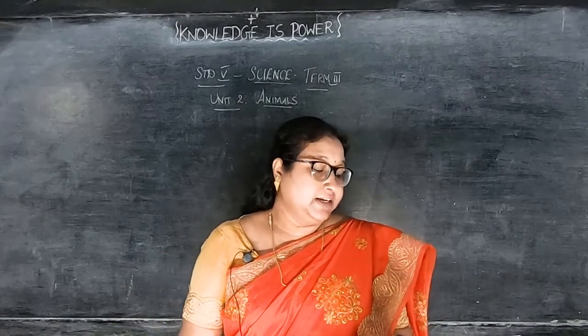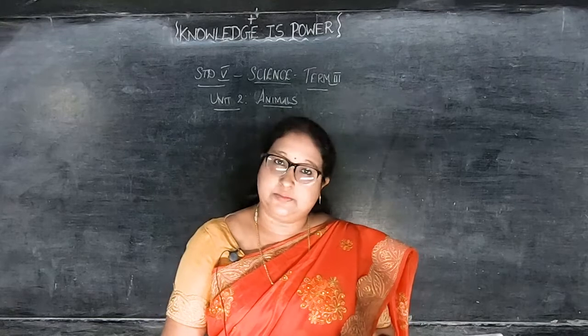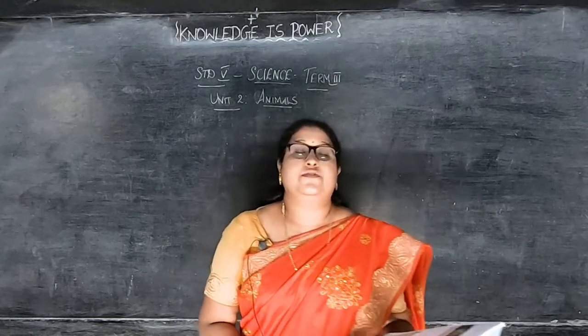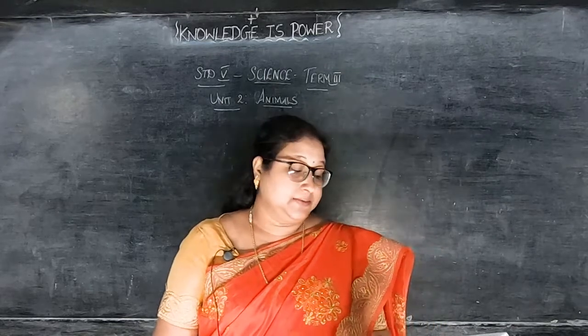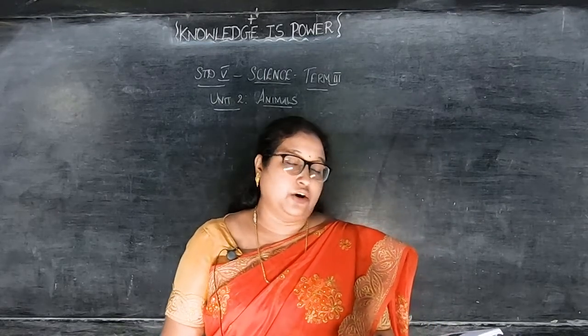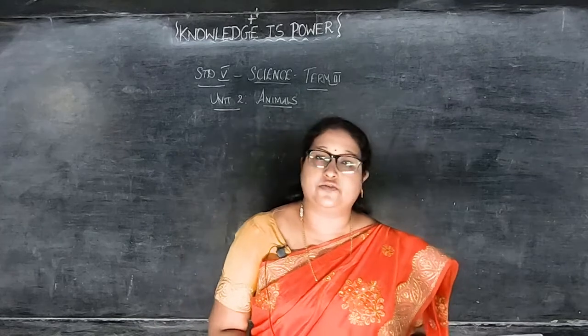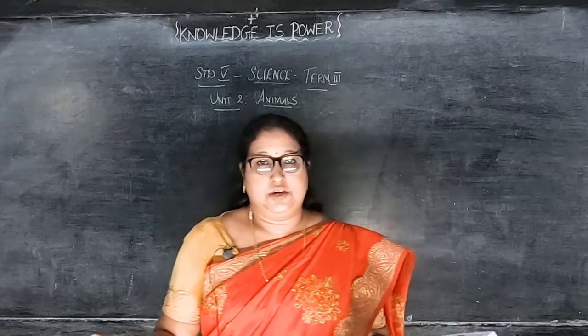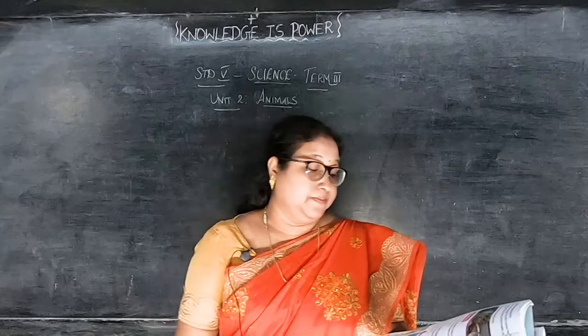Then planting native trees will provide food to the animals. So we have to plant the plants, okay? Plant the trees to get food and shelter for the animals. We should buy eco-friendly products only, which do not harm the animals, okay? We have to use only the eco-friendly products.